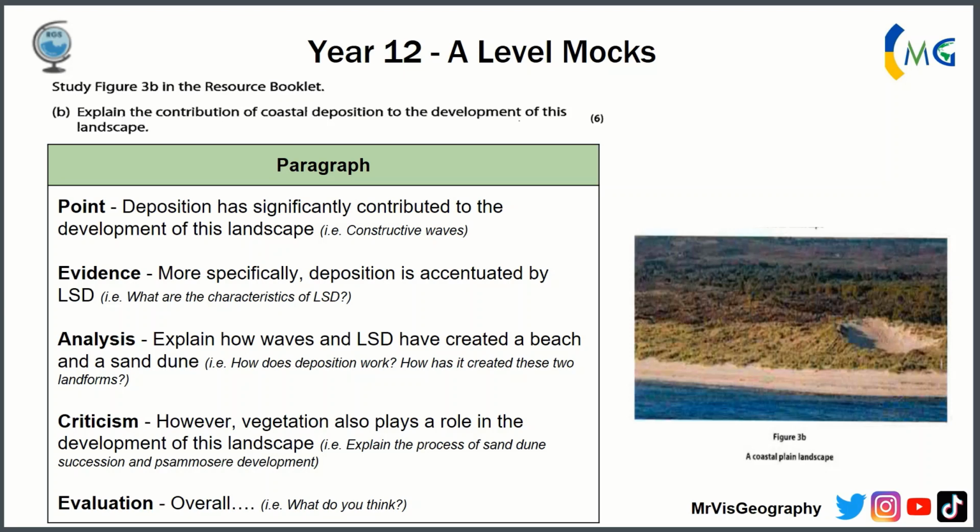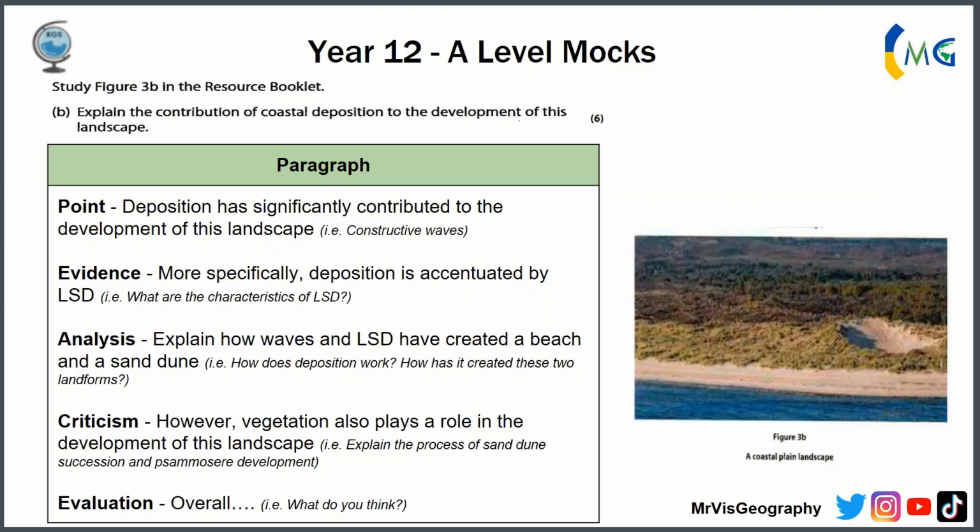Talk to me about constructive waves. Talk to me about deposition. What is it? It's loss of energy, etc. Strong swash, weak backwash, etc. Evidence. Tell me a little bit about how deposition can be accentuated by longshore drift, and how longshore drift works, and how longshore drift can create a deposition at the back of the beach in some calm conditions, as well as move sediment from an area of erosion to an area of deposition.